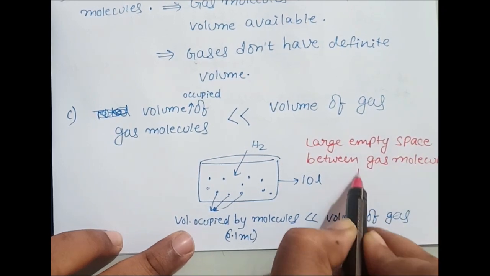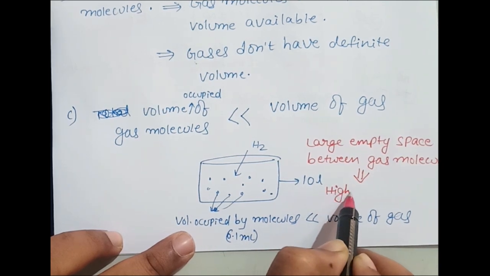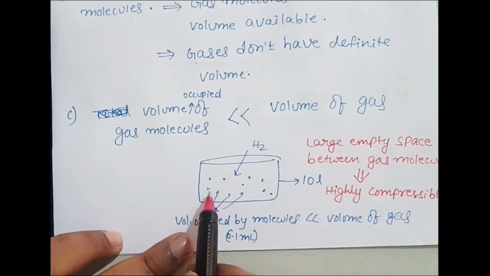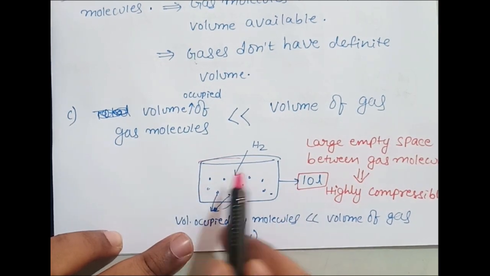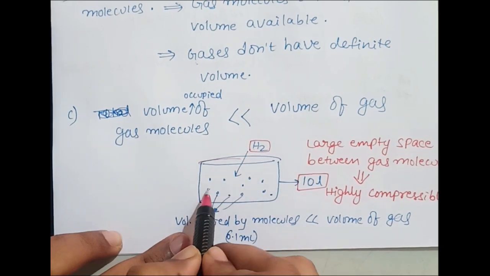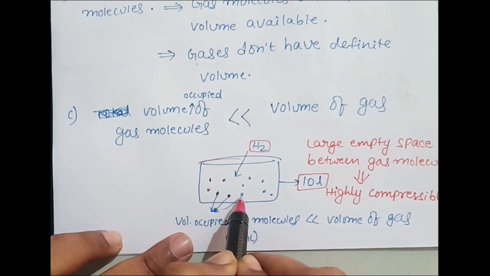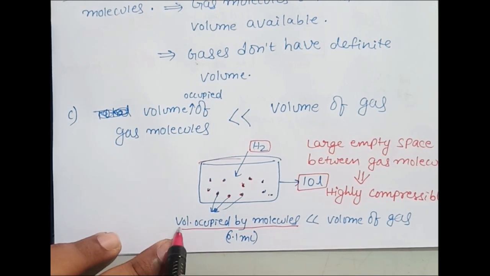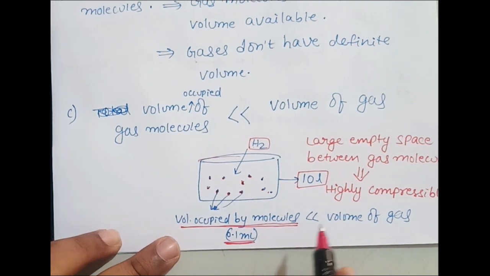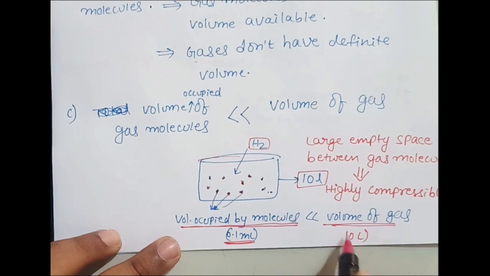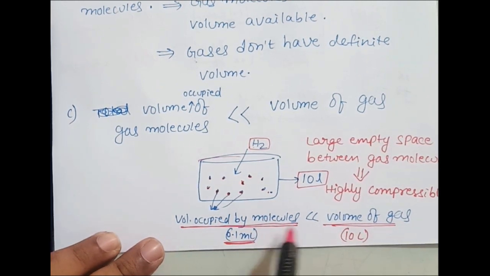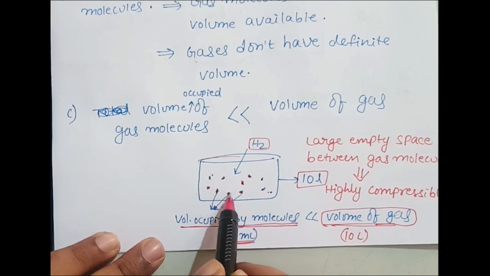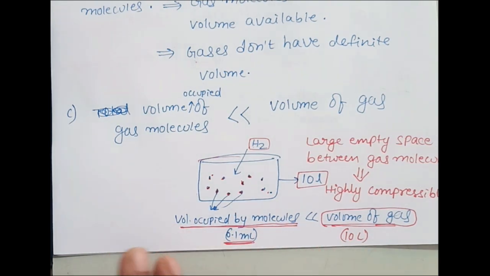Because of this empty space, the gases are highly compressible. We have studied in the beginning that gases are highly compressible. Why? That is what they are telling. Because if you take a container of 10 liter and you kept hydrogen gas, the gas molecules are standing at specific position. They will also occupy some volume, which is just 0.1 ml, very, very less as compared to the volume of gas, that is 10 liters. So you can ignore this volume. They mean to say volume of gas is nothing but volume of the container. So here volume occupied by gas molecules is ignored. Got my point here? 3 points.